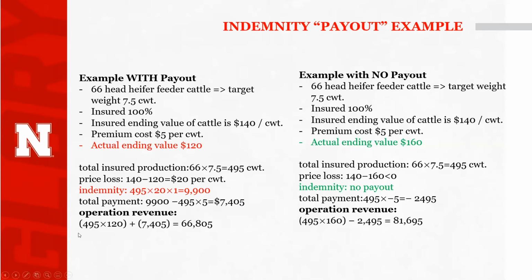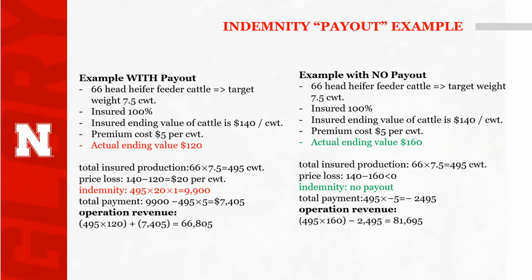But we still have the animals, right? So we have a decision to make. We can sell the animals in the cash market at 120, or we can continue to feed them and sell them at a later time. In this case, I've just said, let's sell them in the cash market for 120. So 495 times 120 plus that indemnity gives us $66,805. And so really, you still have the physical animals.